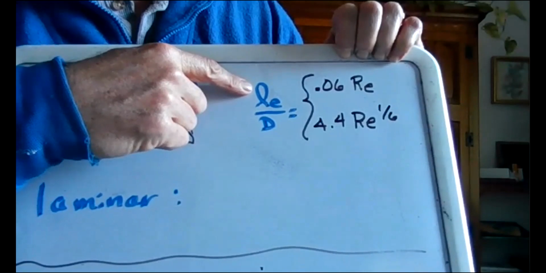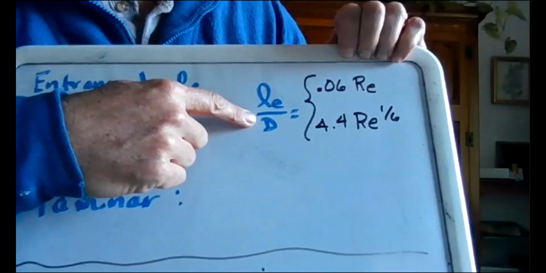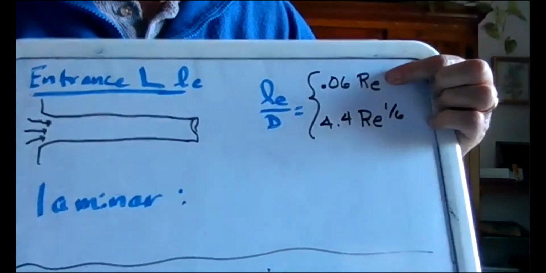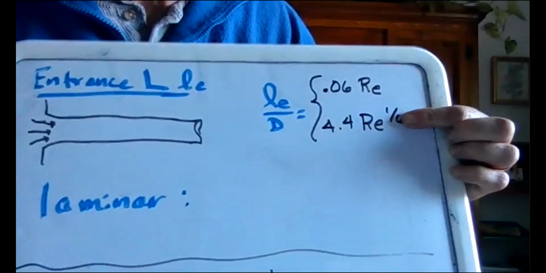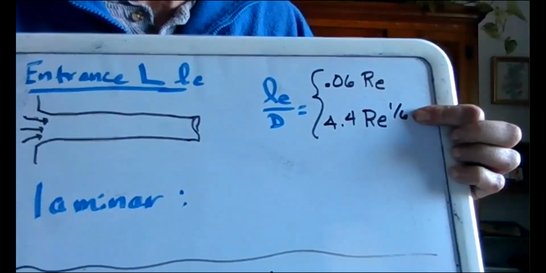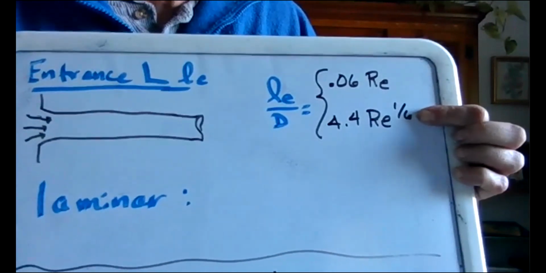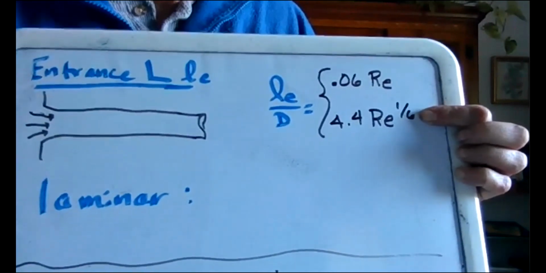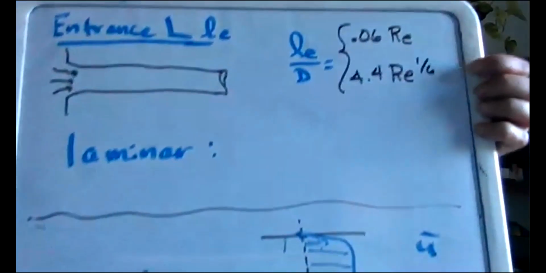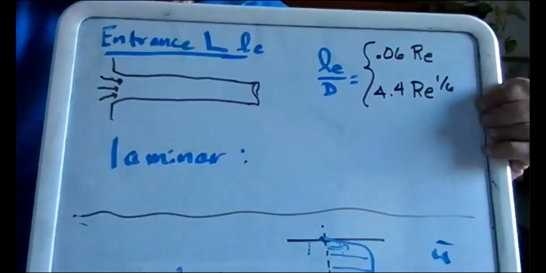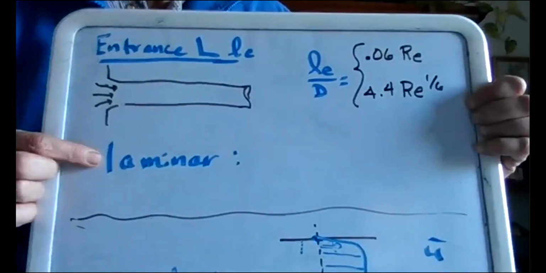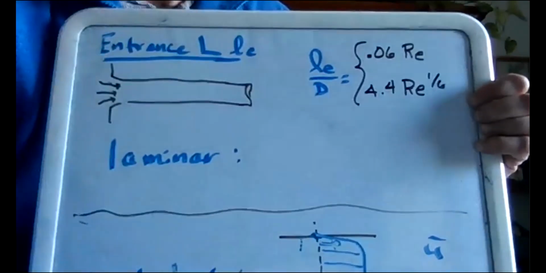It turns out the relationships are nicely worked out in terms of the pipe diameter, so LE over D. Here is the formula for laminar flow, and here is the expression for turbulent flow. I don't have one up there for transitional. If you go on in fluids, that'd be a great thing to work on. But for the time being, let's work with that. So easy enough. Let's see if you can give it a stab yourself and come up with how far this entrance length is in feet if it's laminar.